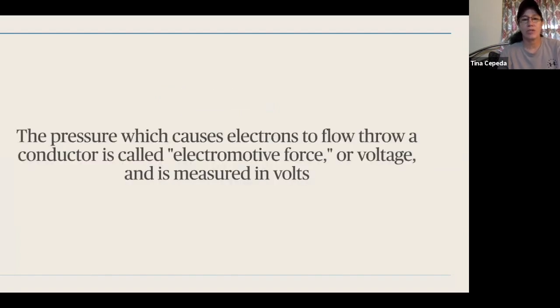All right, so the pressure that causes electrons to flow is called an electromotive force, and it's also measured in volts. So just keep that in mind. Your voltage is the actual measure of electrons. Just think of it as a battery. A typical AA battery is 1.5 volts.